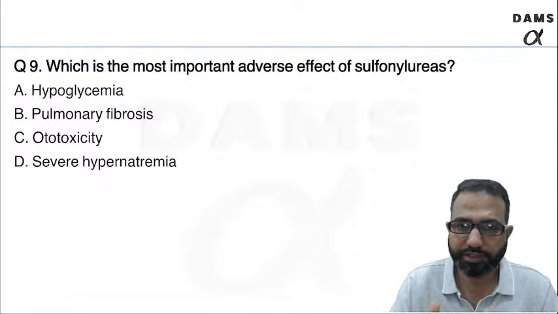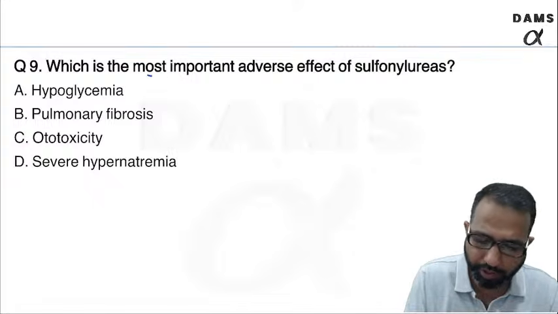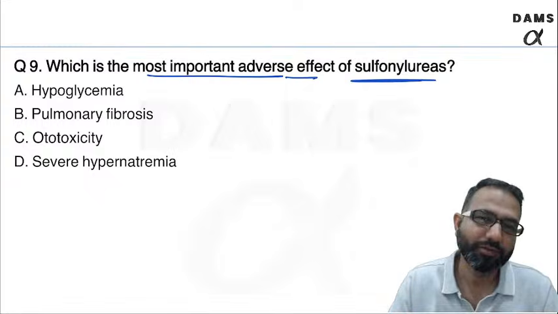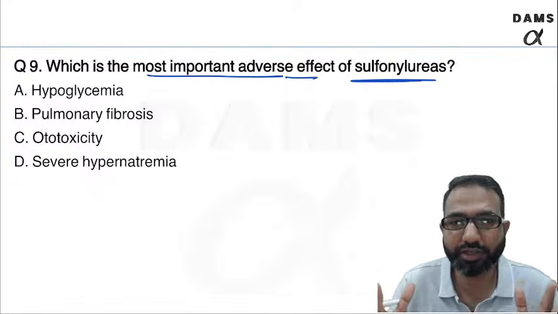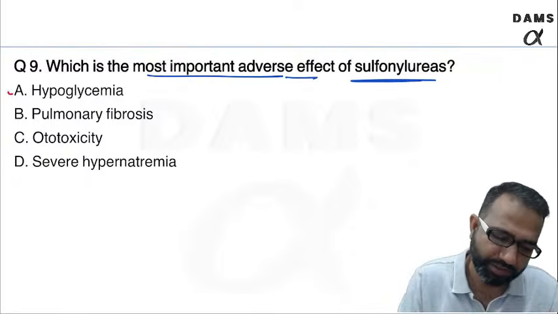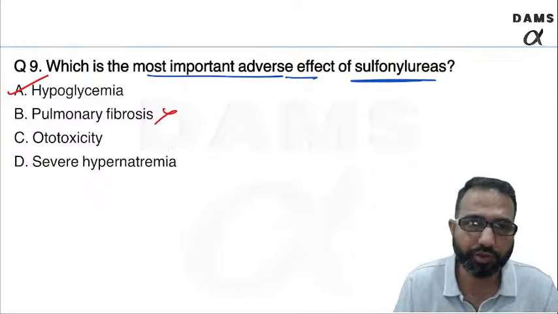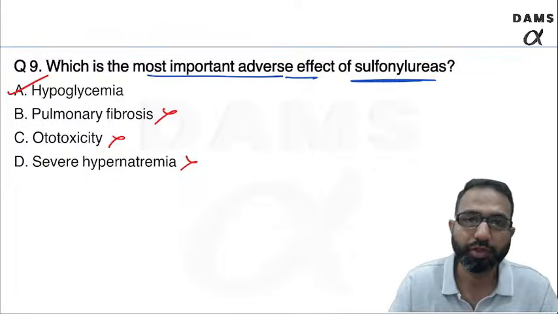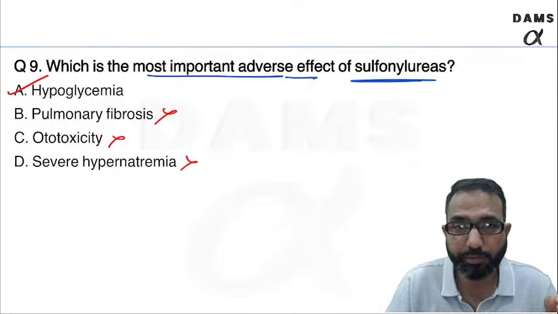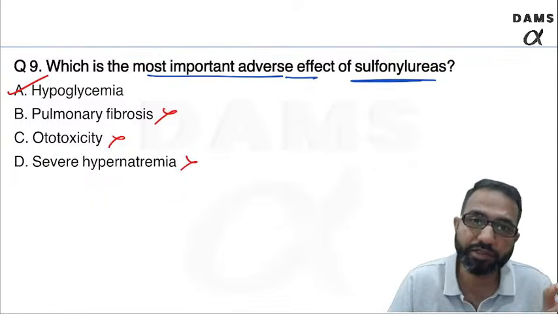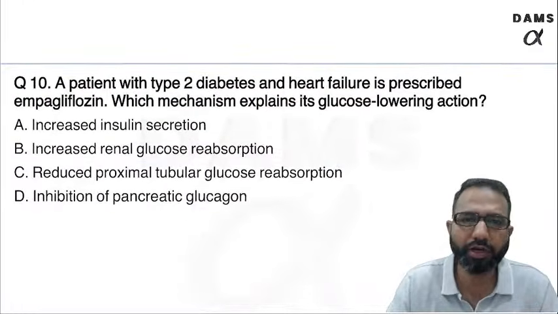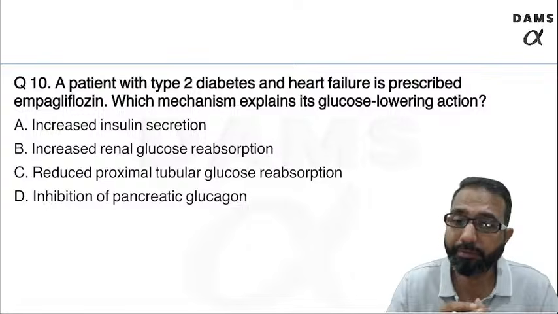Okay, let's see the next question. What is the most important adverse effect of sulfonylurea? I think you already got the answer. In the previous question, when insulin secretion occurs, mainly you will see hypoglycemia. So hypoglycemia is the major side effect. Fibrosis has no relation with sulfonylureas. Ototoxicity, obviously no. Hypernatremia, no. Sulfonylureas cause hypoglycemia because of insulin. Remember, hypoglycemia and weight gain. These two are the main side effects of sulfonylureas. Out of all oral hypoglycemic agents, sulfonylureas have the maximum risk of hypoglycemia.